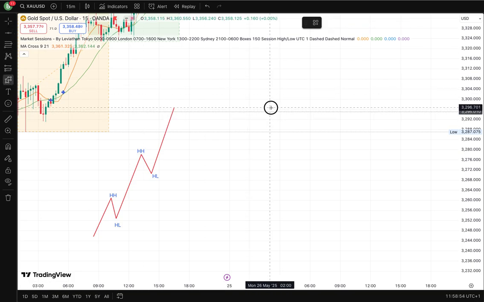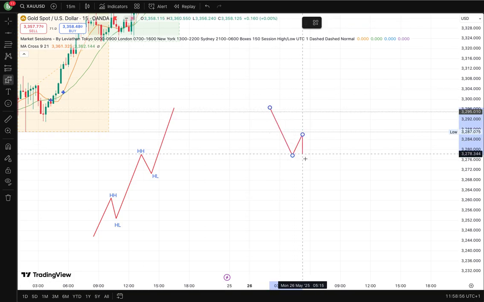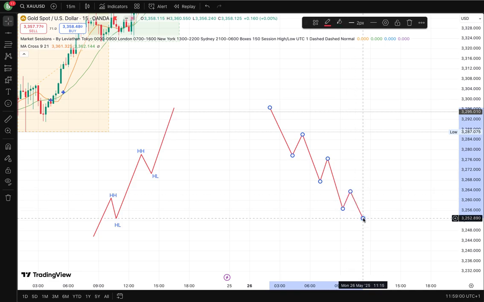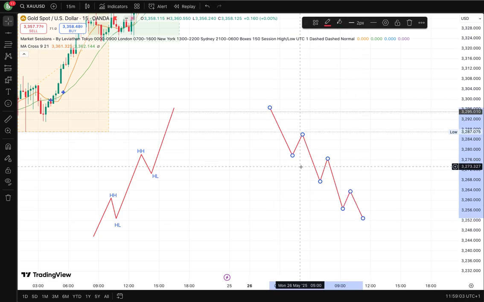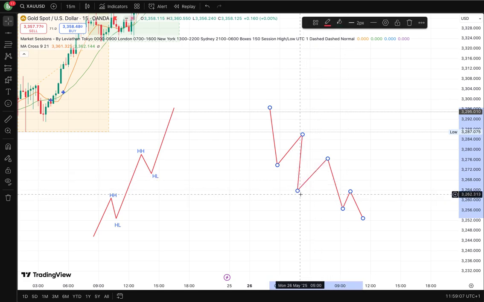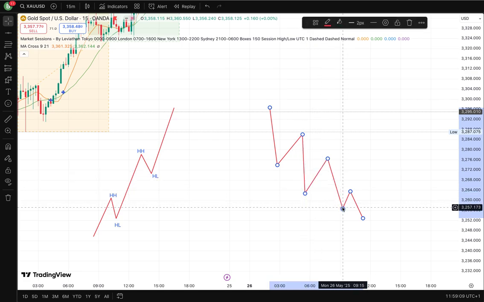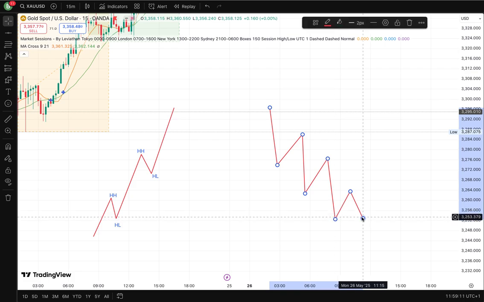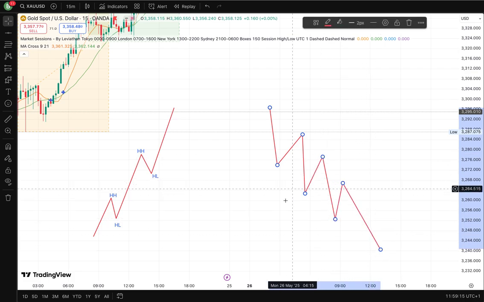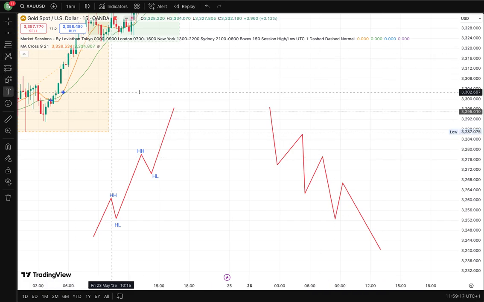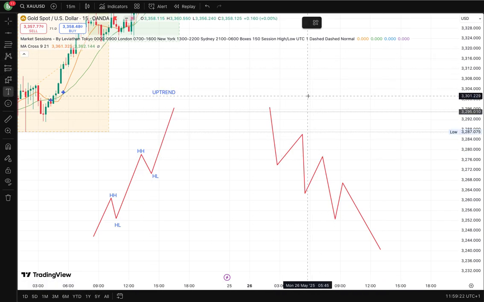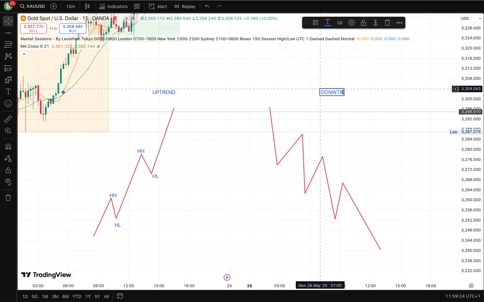All right, let's go to the other one, which is the sell side, which is lower low and lower high. Let me just use, okay, it's fine like this. Lower low and lower high. Okay, lower low and lower high. All right, so I can label this as what? The uptrend. All right, I can label this as a downtrend.